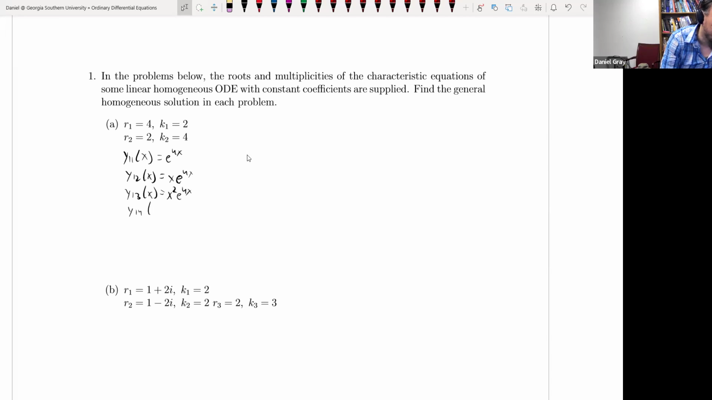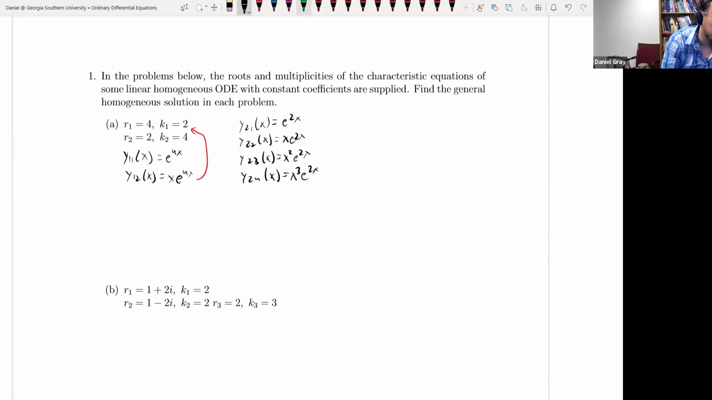And y14 of x, oh sorry, I got the wrong one there. This one only has a multiplicity of 2, so I should only have 2 solutions for that one, because k1 is equal to 2. Now I can do y21, the first one corresponding to R2. That's going to be e to the 2x. y22 is going to be x e to the 2x. y23 is x squared e to the 2x, and y24 is x cubed e to the 2x. We get that many solutions because the multiplicity was 4.